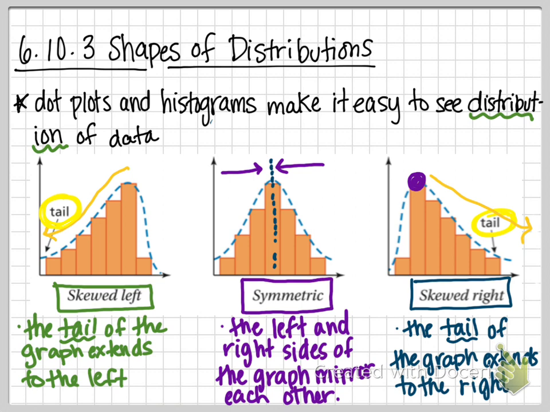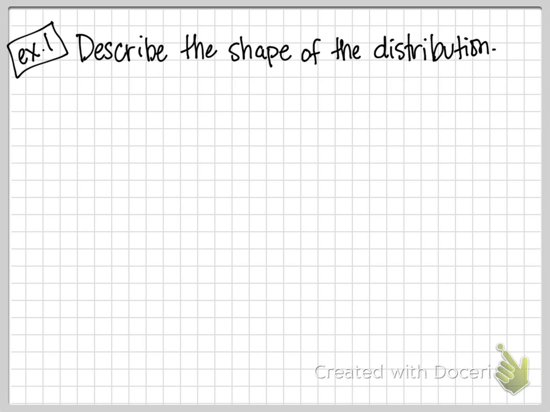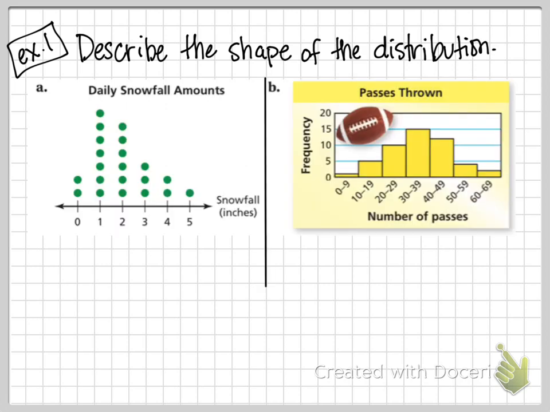All right. So if you're asked to describe a distribution, you're saying it is skewed left, it is symmetric, or it is skewed right. It's all about the tail. The way the tail extends is the way the graph is skewed. We're going to describe the shape by using one of those terms.